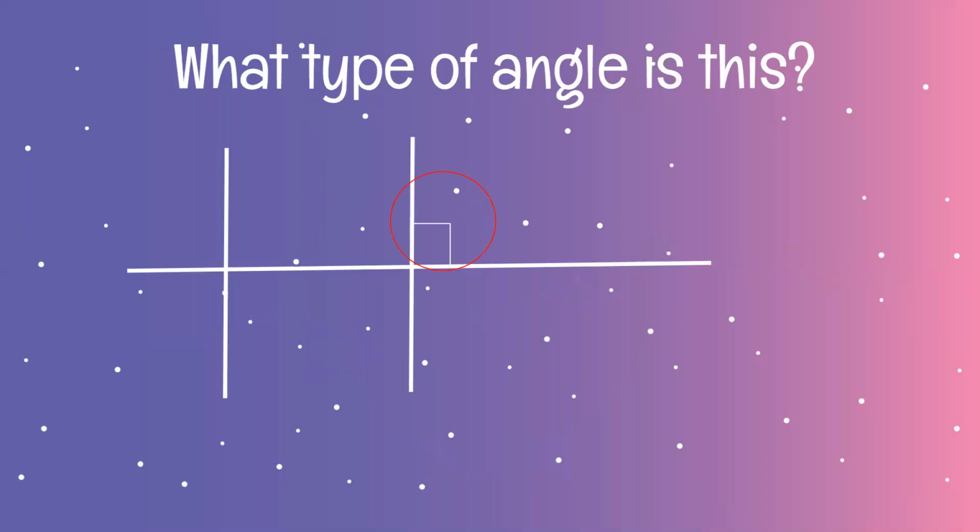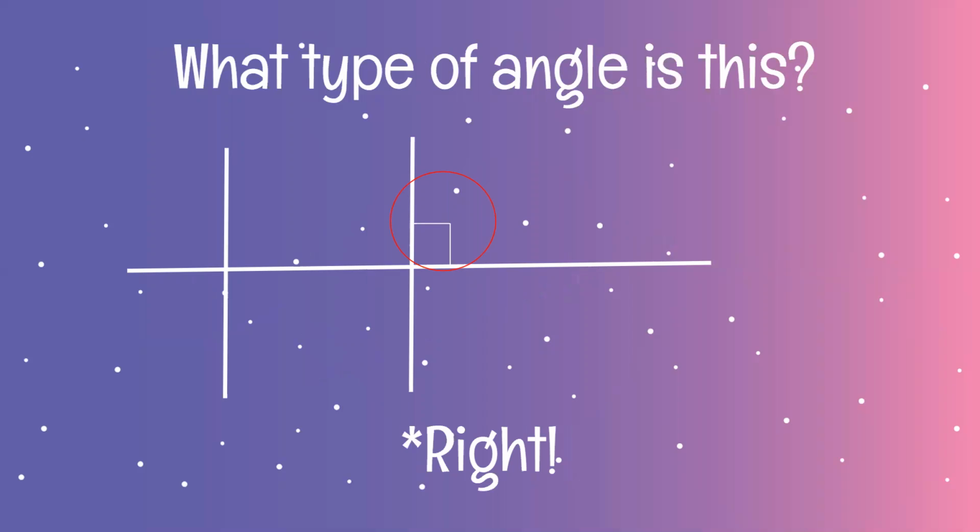Now let's look at something a bit more complex. Try to identify the angle that is circled in red. This is a right angle, and what you see here is a combination of parallel and perpendicular lines.